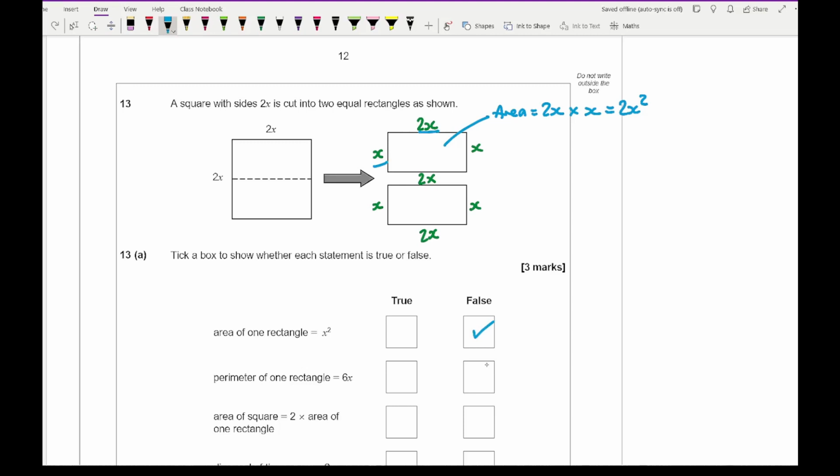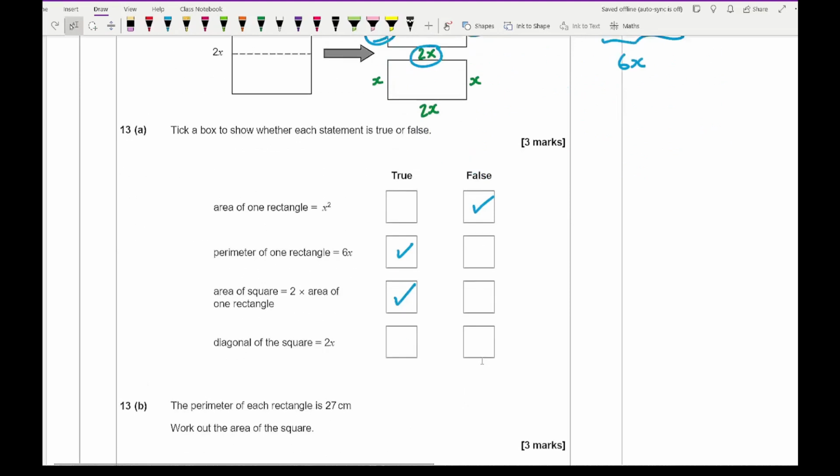The perimeter of one of the rectangles, so the perimeter is the total distance around, so that's going to be 2x plus x plus 2x plus x. And if I simplify all of this, I get 6x, which is what they've told me, so that is true. It then says the area of the square is 2 times the area of one rectangle. That's going to be true.